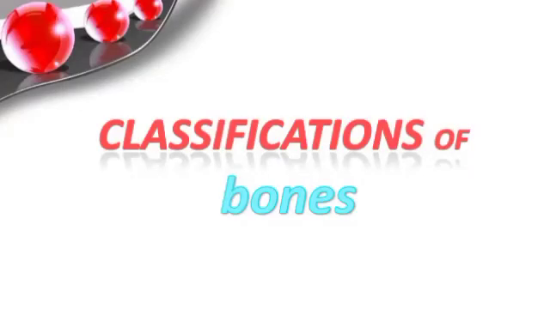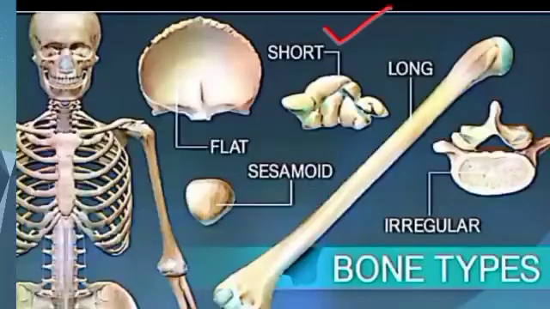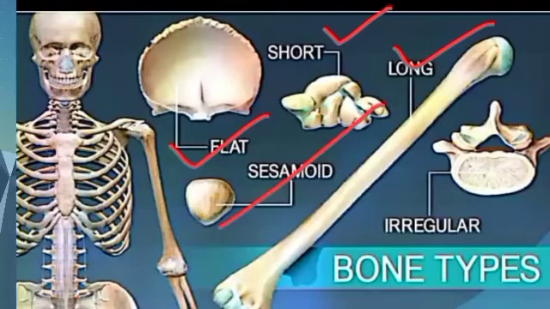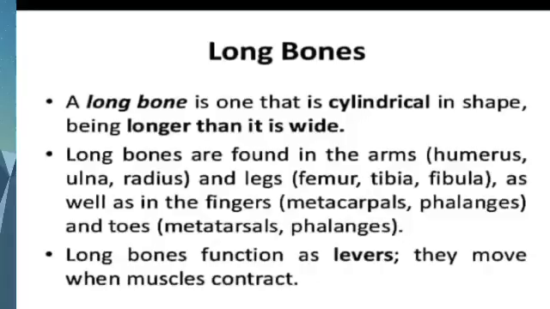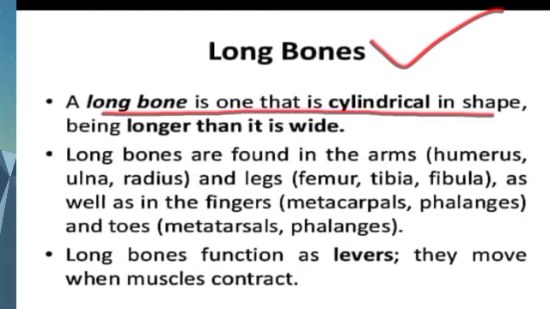Classification of bones. Bones are of various types. According to shape and formation, they are described below as short bones, long bones, flat bones, sesamoid bones, and irregular bones. The first type is long bones. A long bone is one that is cylindrical in shape, being longer than it is wide. Long bones are found in the arms and legs, as well as in the fingers and toes. The upper and lower limbs consist of long bones.